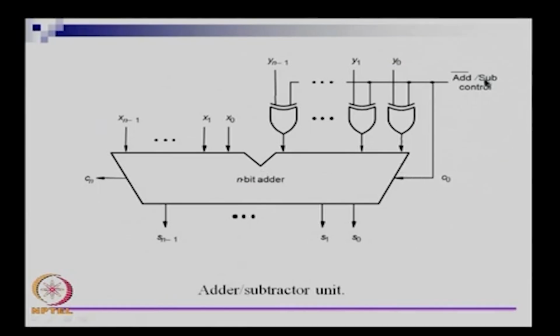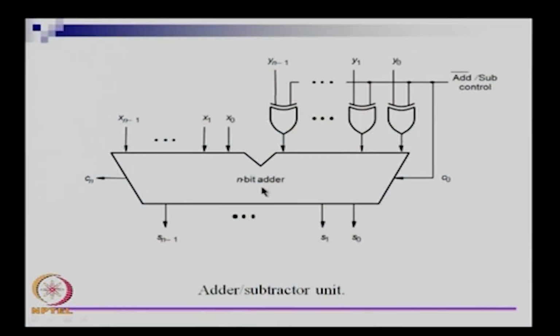So essentially, if sub equals 1, we will have xn minus 1 to x0 added to yn minus 1 complement to y0 complement, and then another 1 will be added to it. So that will be the result that you will get, and this number will again be a 2's complement number. So the interpretation can be a direct 2's complement number. So this is a very beautiful circuit, and this is how it is internally implemented in processors.